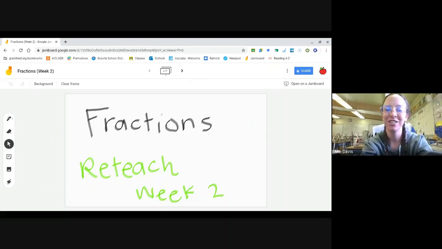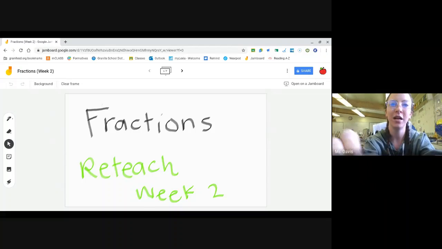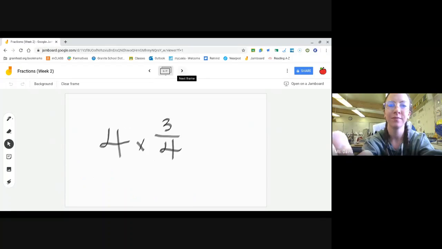We're going to work on fractions. We're on week 2 of fractions, and so we're just getting a little more complicated, but it shouldn't be too much harder than last week. So we're going to start with multiplying and just reviewing this concept before we start with what you were kind of assigned to do today.